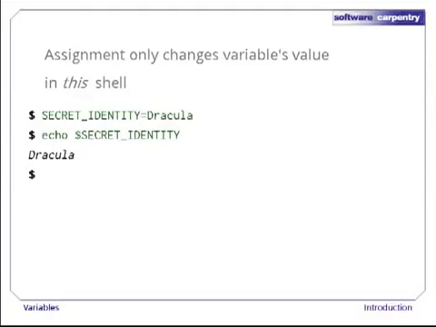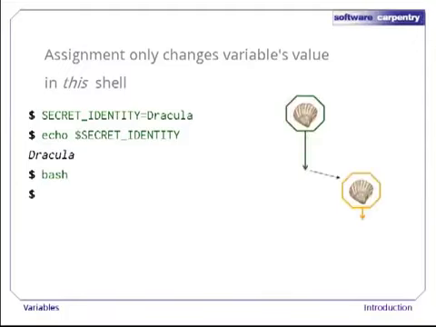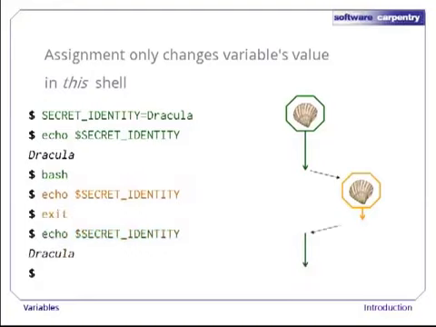Once it's set, let's run a fresh copy of the shell by typing the command bash. We now have two copies of the shell running, the original, shown in green, and its child, shown in orange. If we echo $secret_identity in the child shell, nothing is printed because the variable doesn't have a value. If we exit the child shell and return to the original, we can see that yes, the variable does exist.